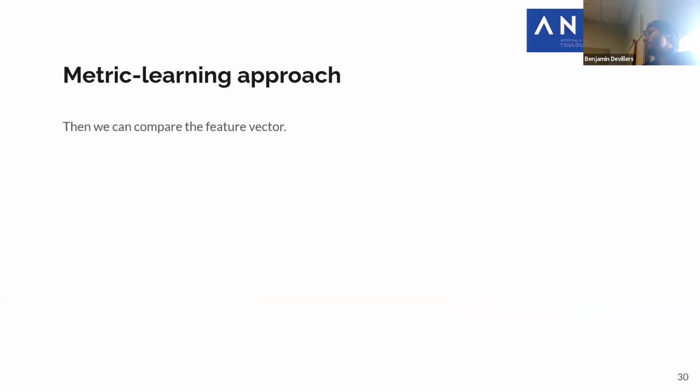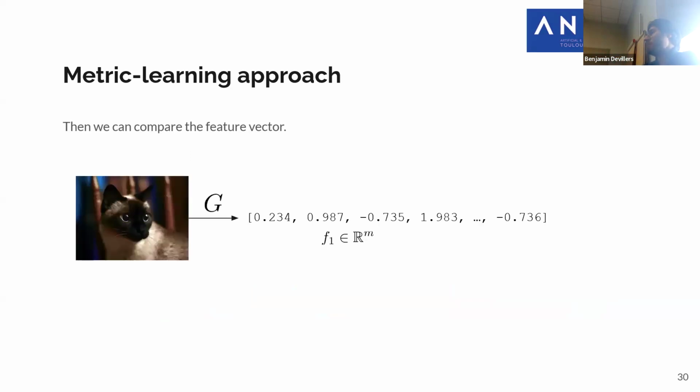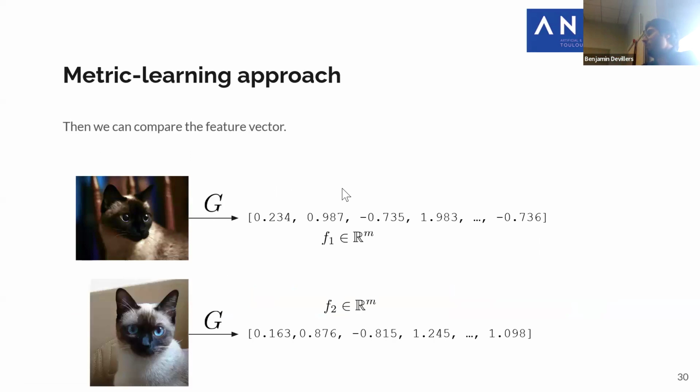And now that we have this, we can compare images. We have one image, it gives a feature representation through our ResNet model. We have another image, same. And then we can compute the distance between those two vectors. And this will tell us how far away the two images are.